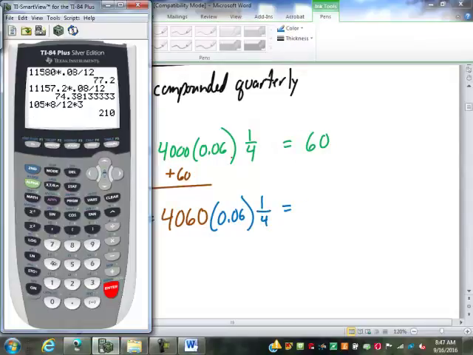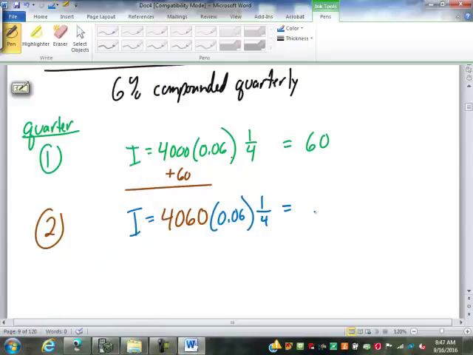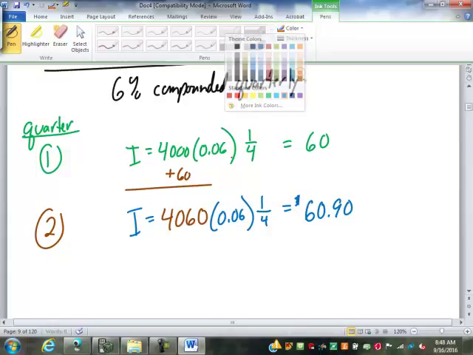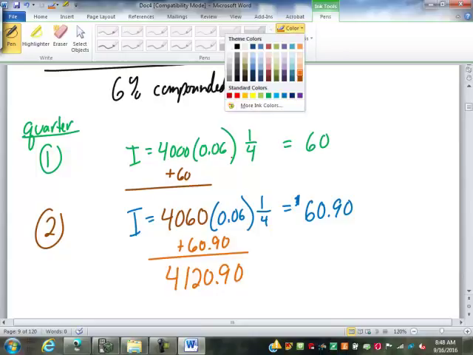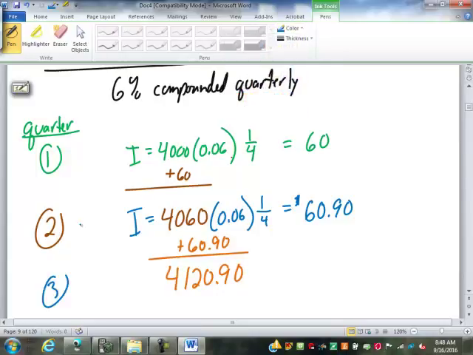So our interest there will be $60.90. You can see we got an extra 90 cents in interest because of the compounding. So that means we add $60.90. That's our balance we start the third quarter with.